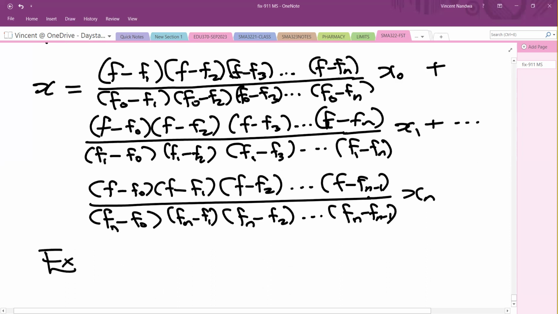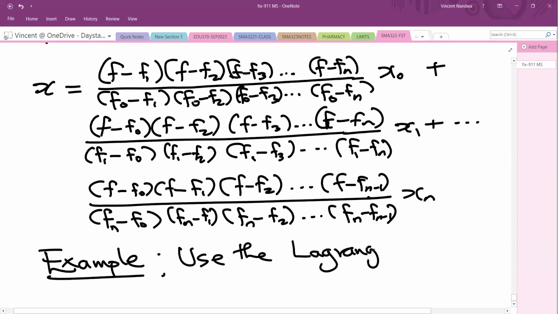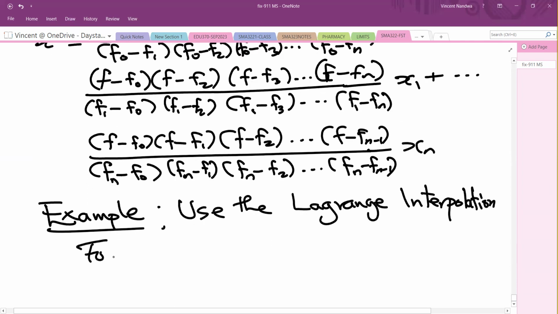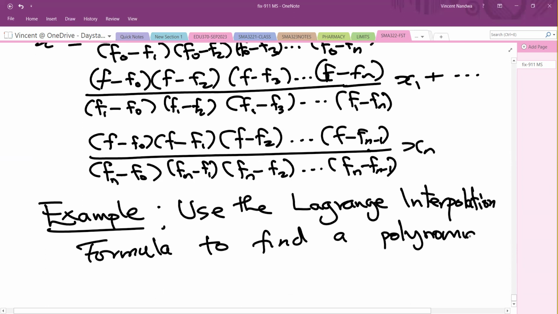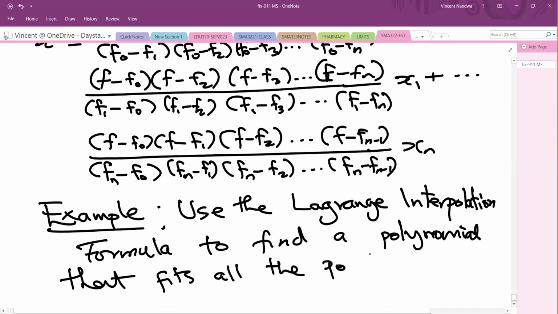So an example: use the Lagrange interpolation formula to find a polynomial that fits all the points given in the table below.